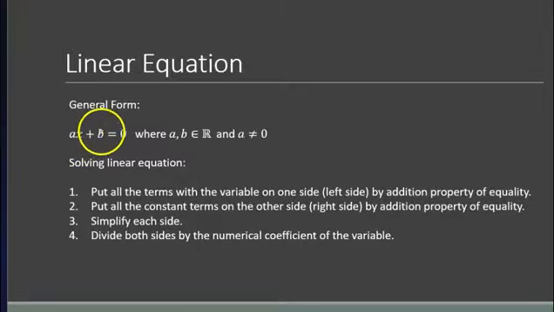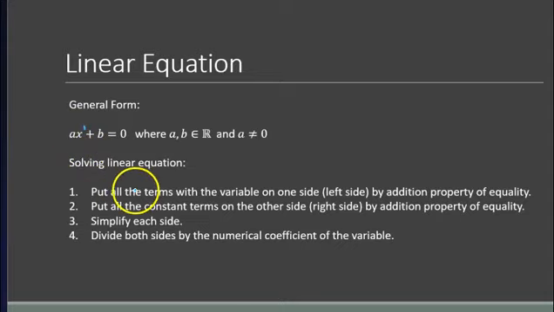It's of the form ax plus b. In other words, the highest exponent for x is 1. So a cannot be 0, because if a becomes 0, then there will be no more variable x to solve for. Hence, a cannot be 0. So in a linear equation, the highest exponent for your variable is 1. Our variable doesn't have to be x. It can be any variable, but by default, usually we use the letter x.